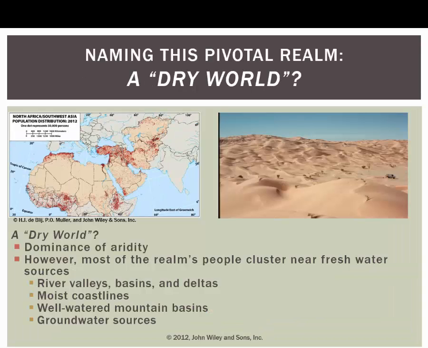Despite the fact that we think of this region as being dry, we should remember that we have the Nile River, the Tigris, and the Euphrates, and as we've seen in the population map, people cluster around water sources.